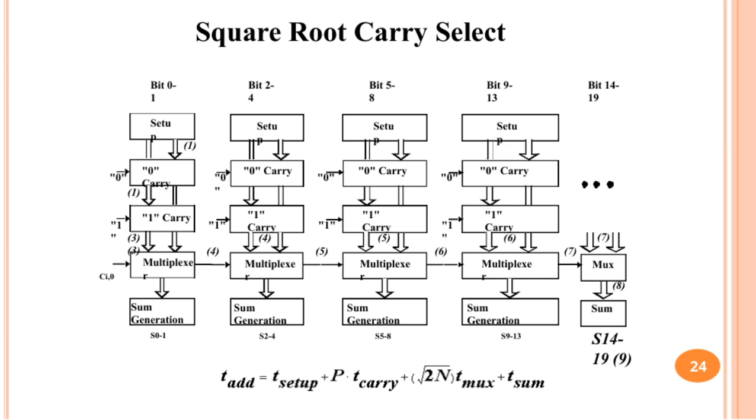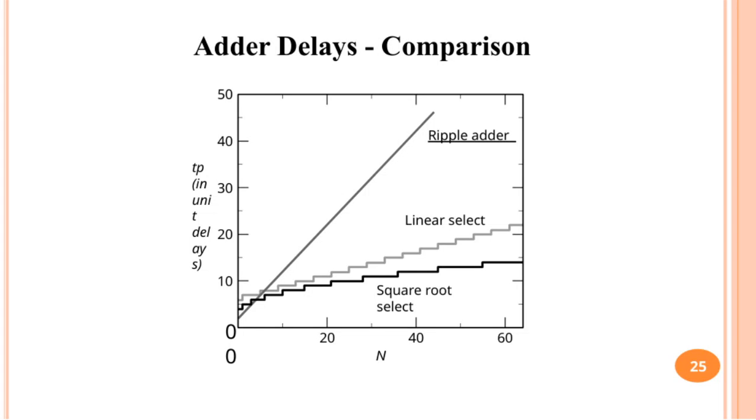Overall, the square root carry select method strikes a good balance between complexity and speed, making it a popular choice in arithmetic circuits. Here, we are comparing the delays associated with different types of adders. The main focus is on how the delay scales as the number of bits, represented by n, increases. For a 25-bit adder, we see three different approaches: the ripple adder, the linear select, and the square root select.